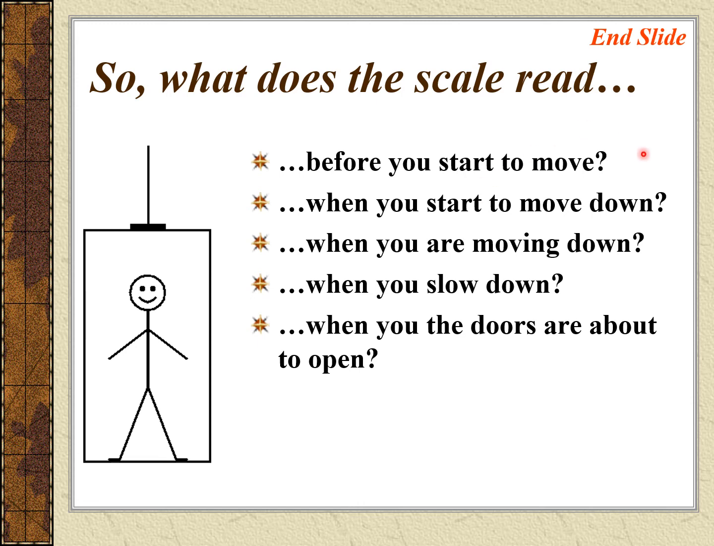So we start at the beginning where the scale is going to be equal to his weight. He starts accelerating downward, so the upward force has to decrease. The scale is going to read less than his weight. As he's moving downward at a constant velocity, that means the upward force is balancing the downward force since he's not accelerating. So it's going to be equal to his weight. As he starts to slow down at the bottom, moving downward, that means his acceleration has to be upward.